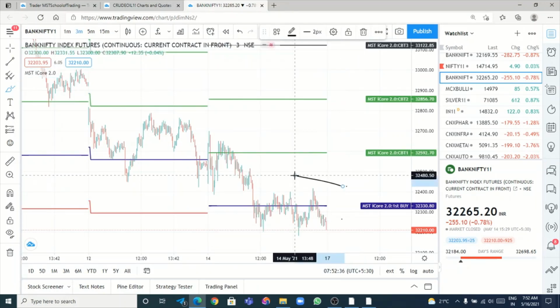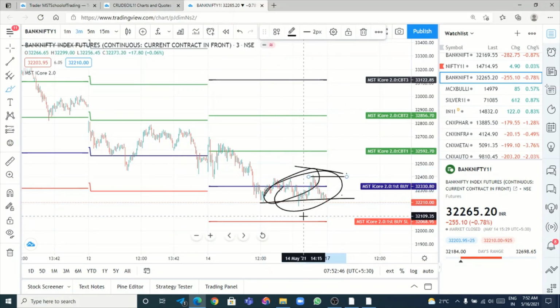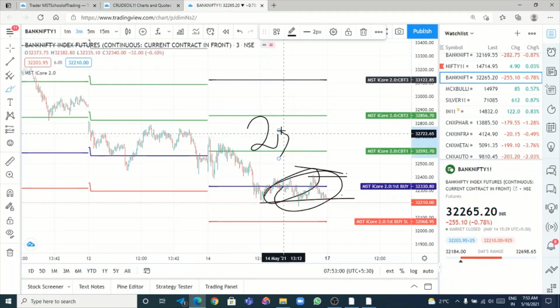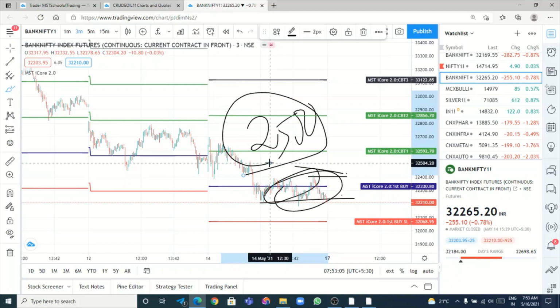Now what happened? SL not hit, but the market gave only some small movement after the entry. We got some 200 points profit, from 330 to 430. If you are an option trader, you could have got 100 plus points profit. If you are a Bank Nifty futures trader, you got only some 2,500 rupees profit that day, because the market did not have the movement.